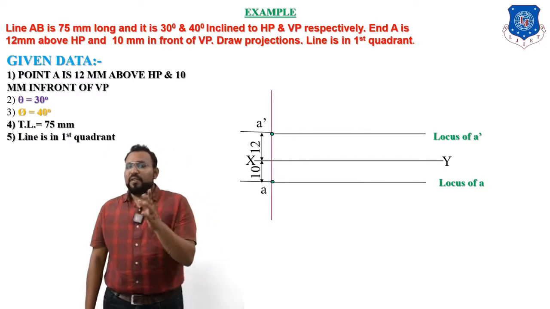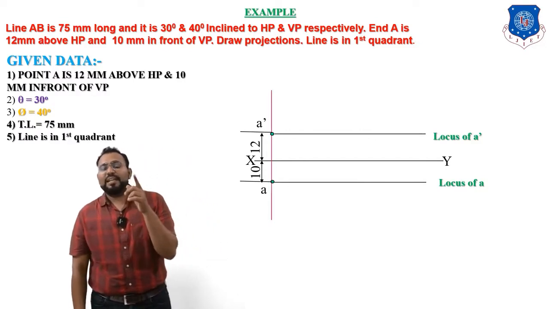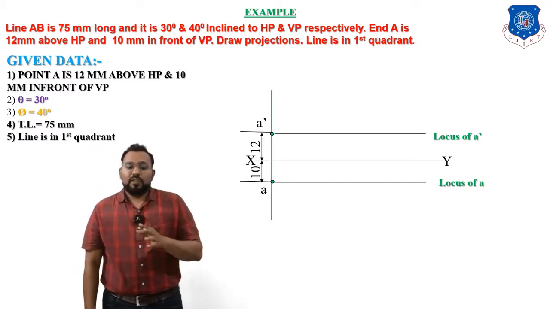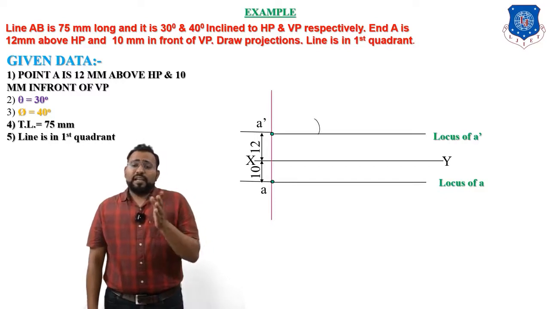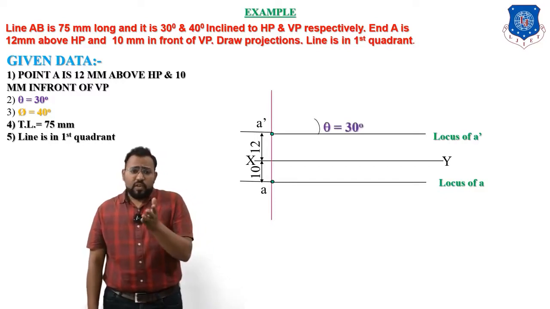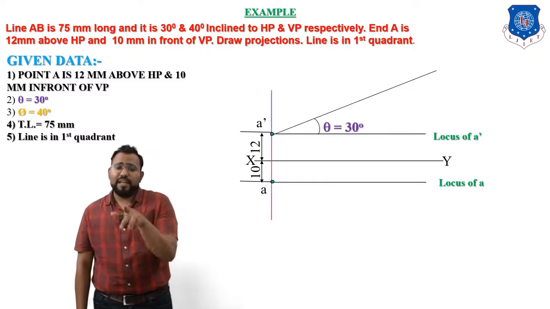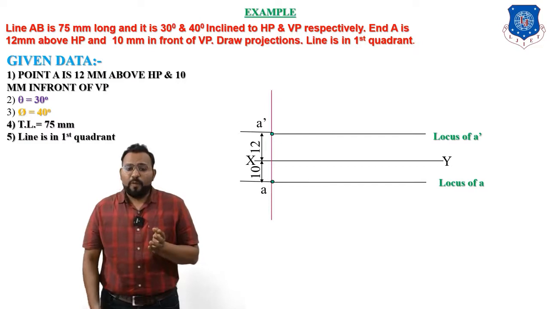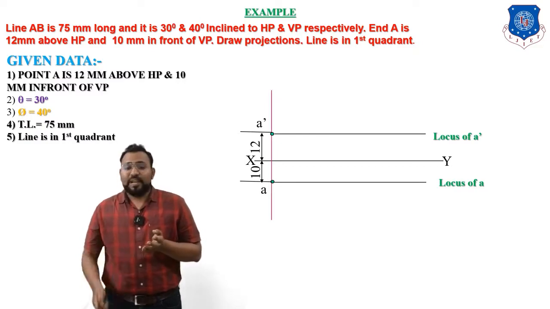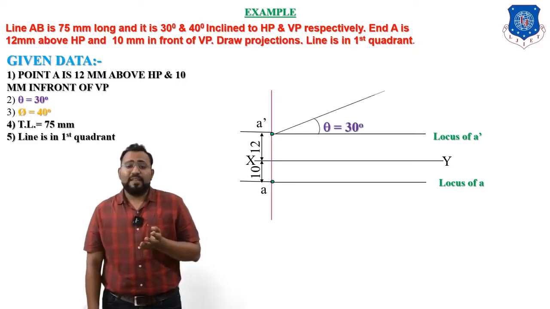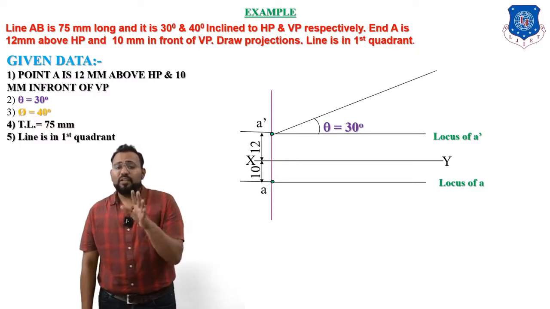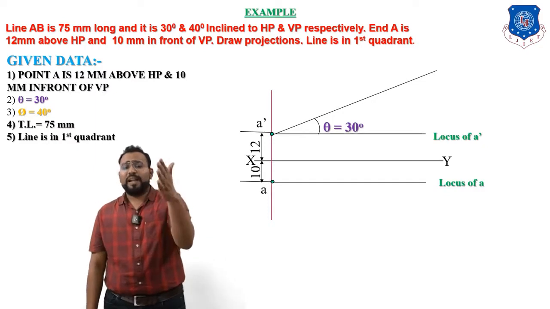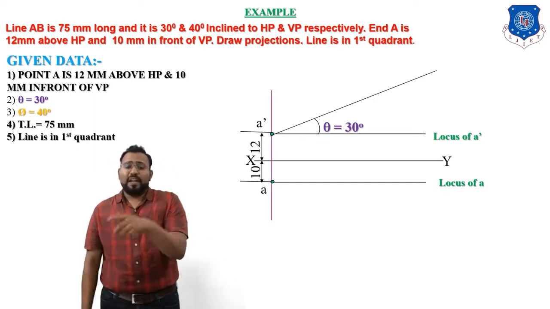Now theta is given as 30 degrees, so we know that the angle theta is drawn from point A dash. So from point A dash we can draw angle theta. See on your screen, from point A dash draw a 30-degree line of any random length. Again I am going to repeat, from point A dash draw any random line which is 30-degree inclined like this. So this is 30-degree inclined to the locus of A dash. You can draw it like this.